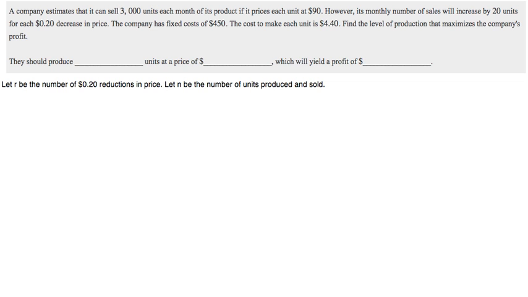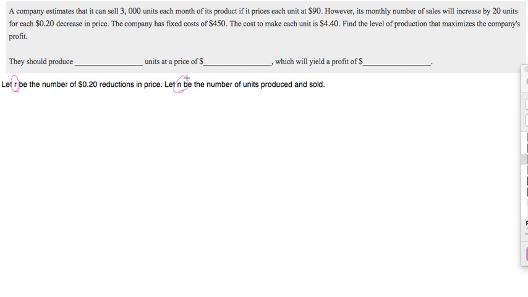So we need to start by defining some variables. The two variables that will make this easy are R and N. I'm going to let lowercase r be the number of 20-cent reductions in price, because that's what we're considering. So we're trying to figure out how to price the items and how many to produce, both. And N is the number that we're going to produce and sell. We're assuming that we sell everything we produce. Okay, so we're trying to find both of those things.